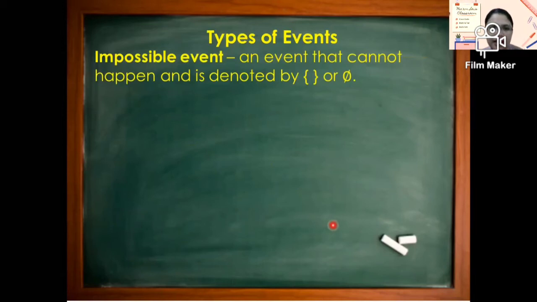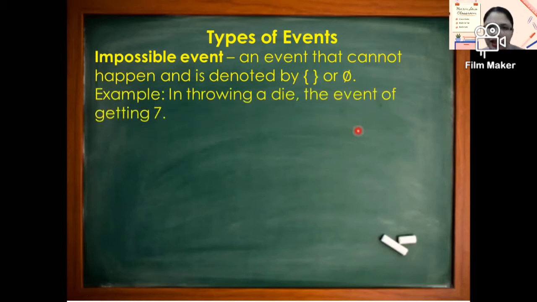Let's have now this type of event, impossible event. Ano naman kaya sa impossible event? An event that cannot happen and is denoted by an empty set or null set. Ibig sabihin, walang outcome, empty.